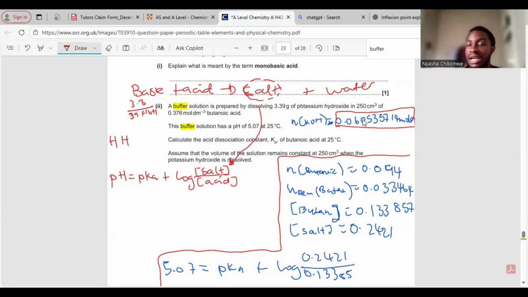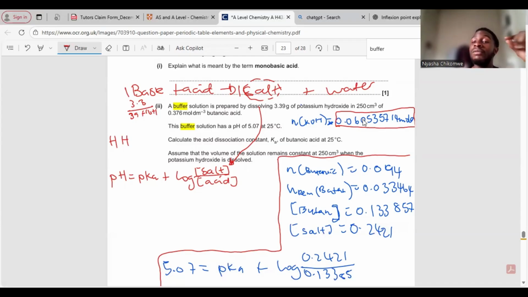Well, since these are both monobasic, the number of moles of the base is equal to the number of moles of the salt. If you do a full balanced reaction, you'll find that it's 1:1 here. So the number of moles of potassium hydroxide are equal to the number of moles of the salt. So now I have the number of moles of the salt, and I'm looking for the concentration of the salt.